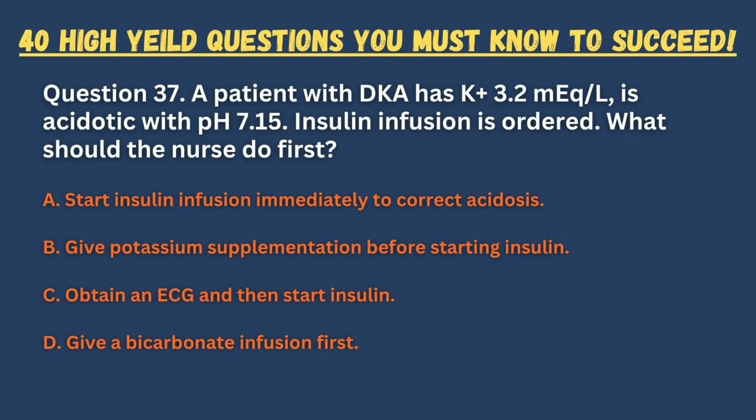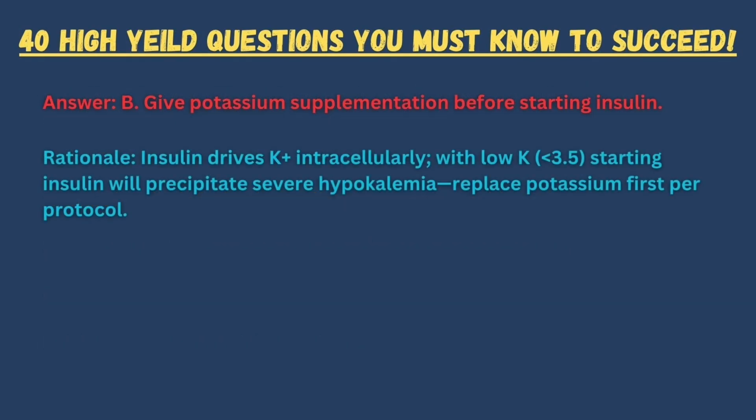C. Obtain an ECG and then start insulin. D. Give a bicarbonate infusion first. Answer. B. Give potassium supplementation before starting insulin. Rationale. Insulin drives potassium ion intracellularly. With low potassium, less than 3.5, starting insulin will precipitate severe hypokalemia. Replace potassium first per protocol.